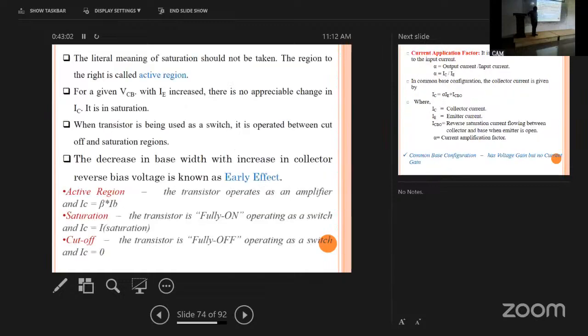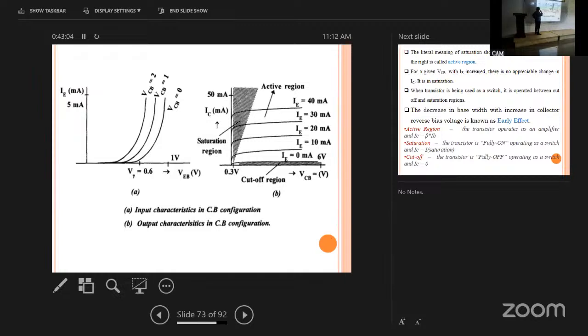Okay, that current is known as emitter current. See, the current is flowing here. At what value are we having the output voltage, that is collector base voltage? At a collector base voltage, we have input characteristics as well as output characteristics. So this is about common base.